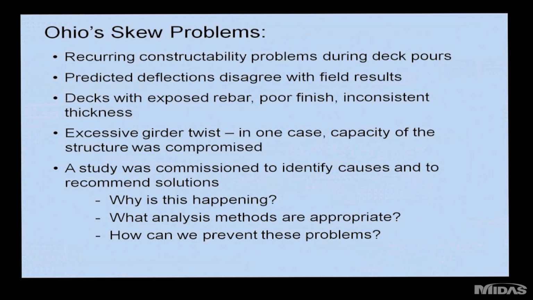The problems ODOT was experiencing were mostly related to deck pours. What they were finding was that the deflections predicted in the plans were often wrong, and they led to incorrect screed elevations, which in turn led to poor finishes and inconsistent thicknesses in the decks. Another problem that arose was twisting of the girders, and they were experiencing excessive twist, especially in heavily skewed structures. In one case this led to replacement of a structure after only a few years of service.